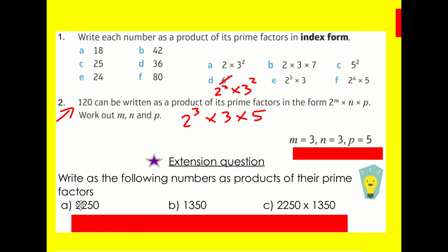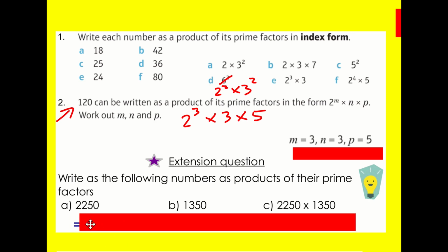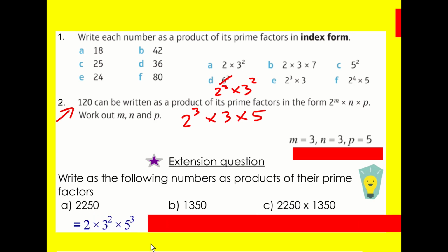And then an extension question. How about these ones? They're a little bit larger. Think about C carefully. Well, I'd split it up into the 225 times 10 and go from there. You actually get this as the answer: 1,350.